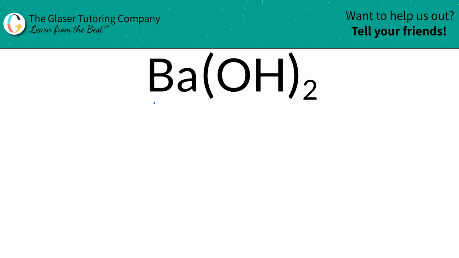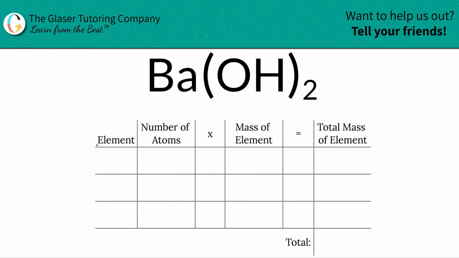So what is the molecular mass of barium hydroxide? Well, it turns out it's a fairly simple process, and I'm going to use this table to help us out. So the first step, I need to write down the elements that I see in the compound. So I see barium, Ba, I see oxygen, and I see hydrogen.